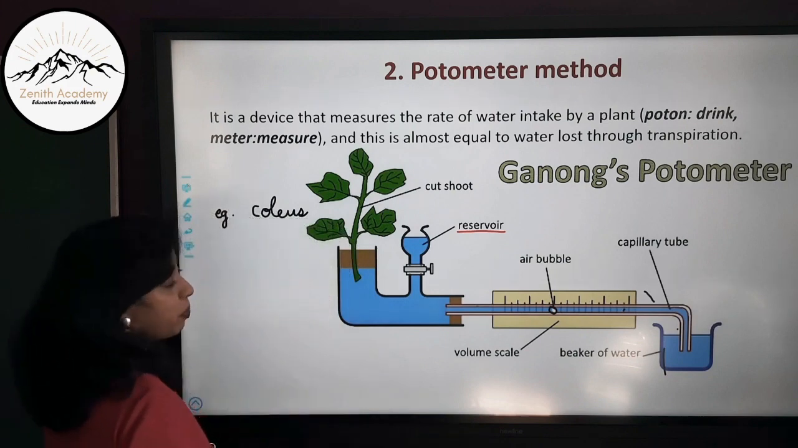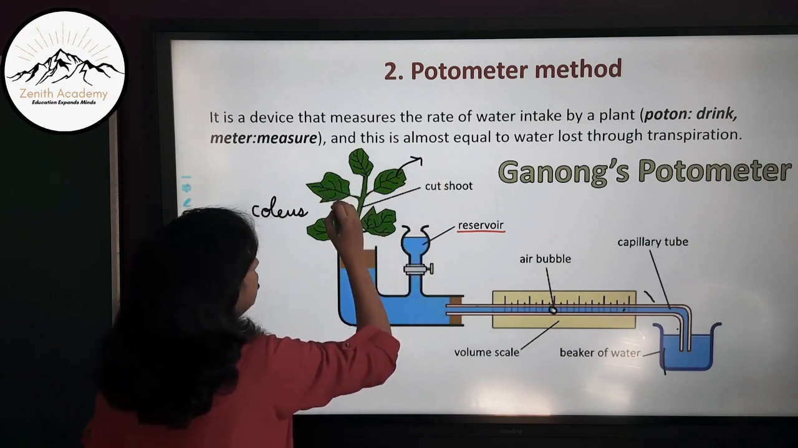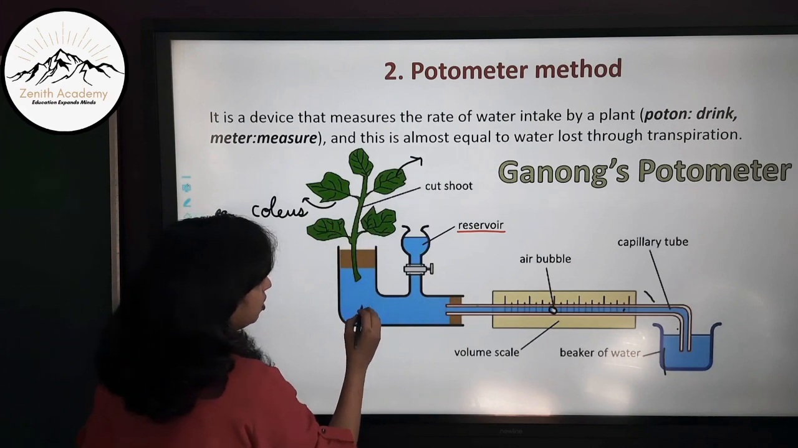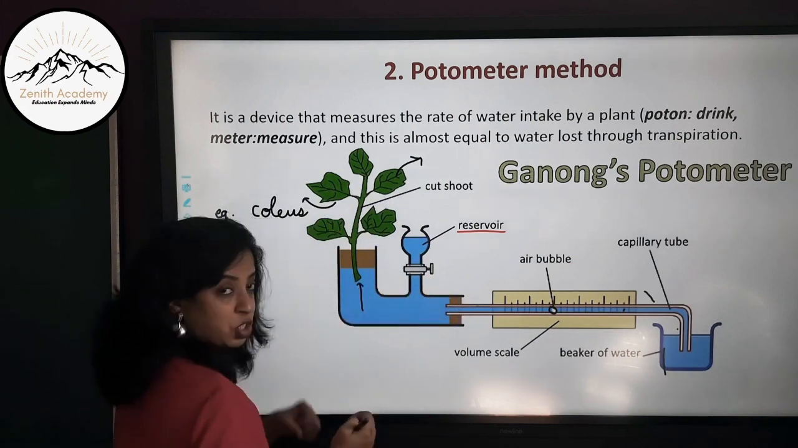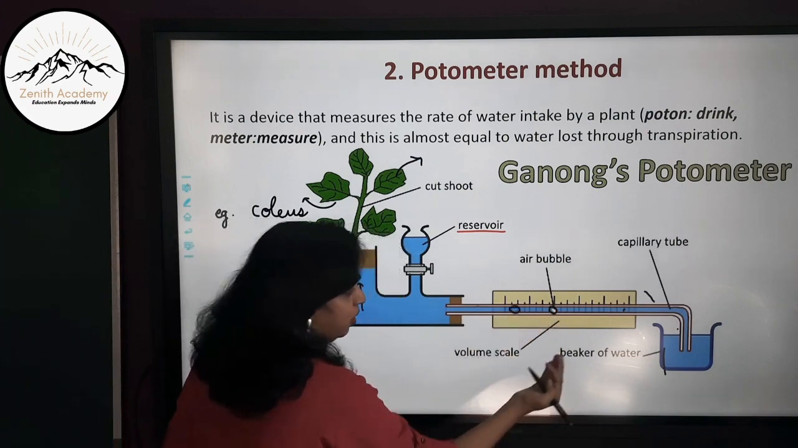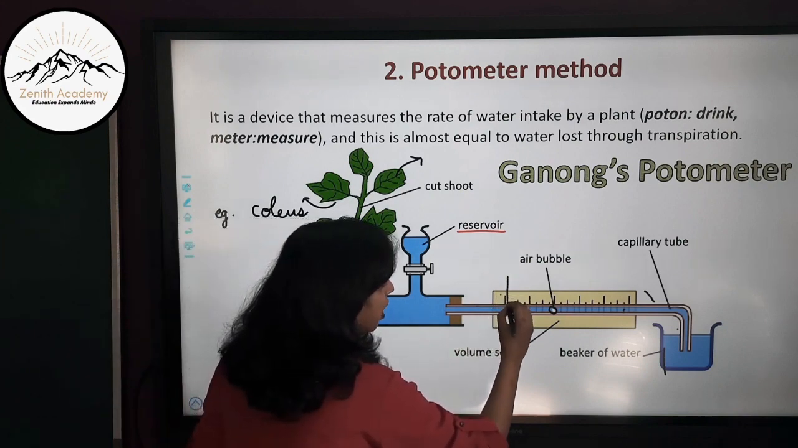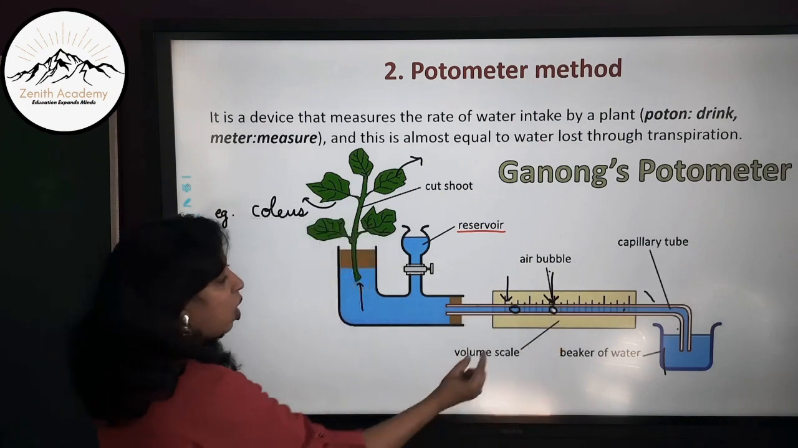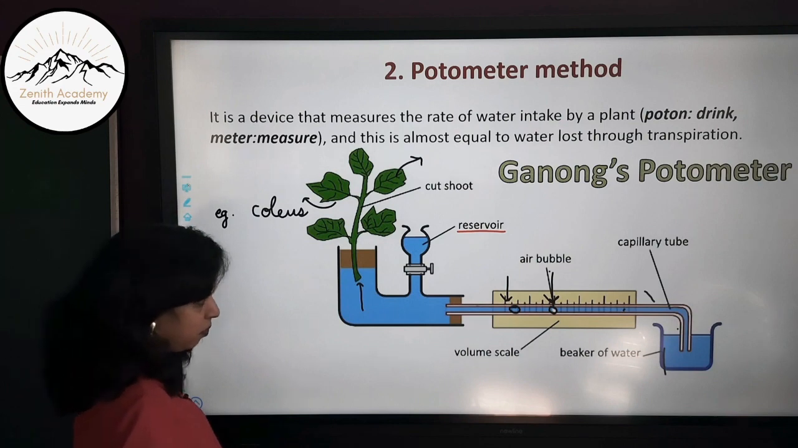Now as transpiration occurs, what will happen? Water will be lost through the surfaces of the leaf. As water is lost, the twig will absorb water, so a suction pressure will be created and the position of the air bubble will shift. The air bubble will come towards this side. Noting down the initial and the final reading of the air bubble, we can know how much water is lost during transpiration in a particular period of time.